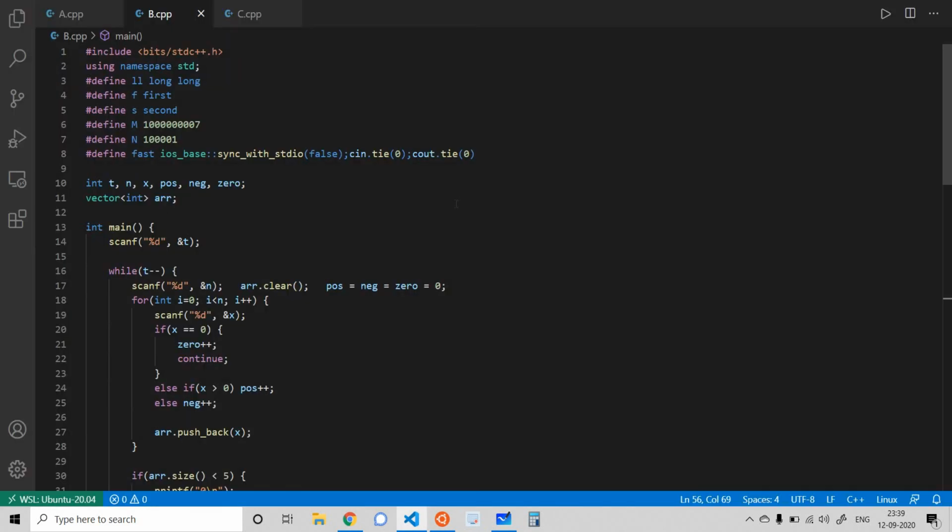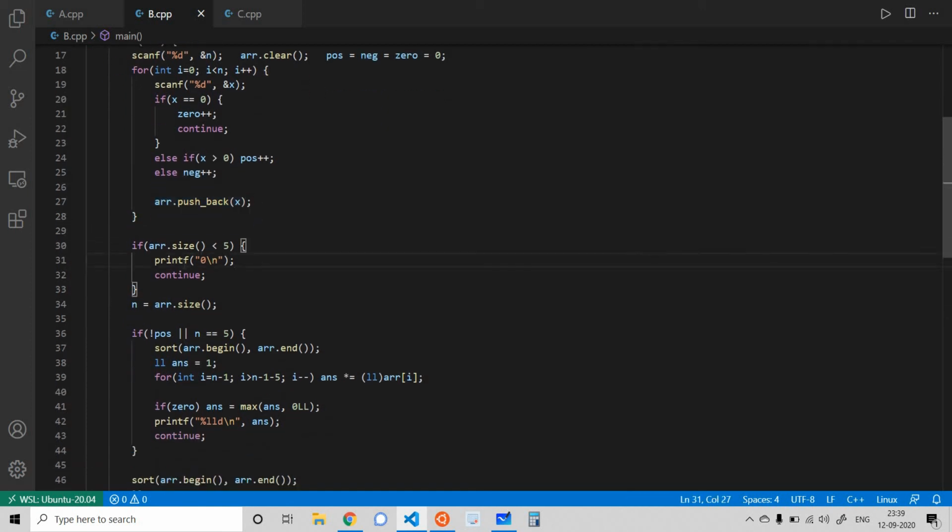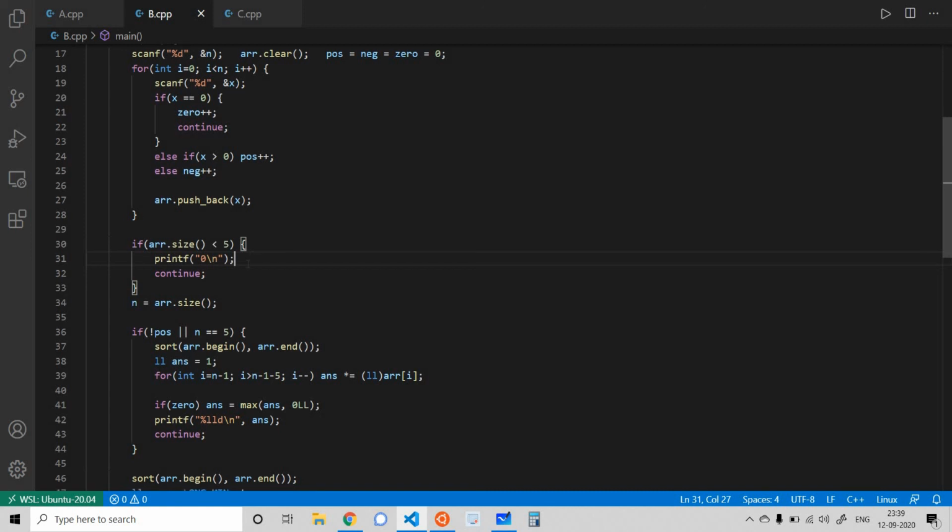Let's see the code now. Yes, I've taken the array. If it is 0, I'm not pushing it into my array, just making a count, doing zero plus plus. If it is greater than 0, I'm incrementing my positive count. If it is negative, I'm incrementing my negative count. And if it is positive or negative, I'm also pushing it into my array. After generating my new array, if the length is less than 5, it means I must include some zeros in my product. Then the answer would be 0.